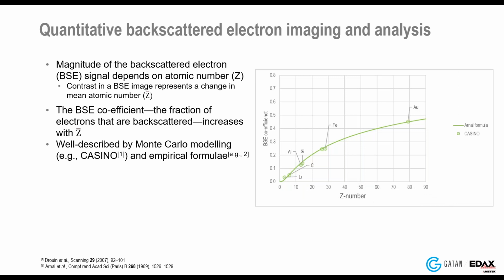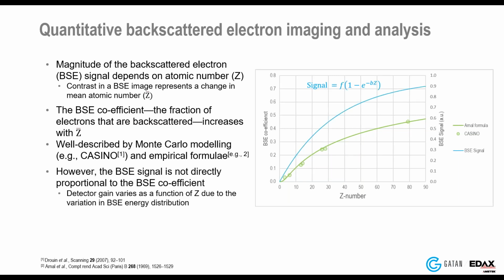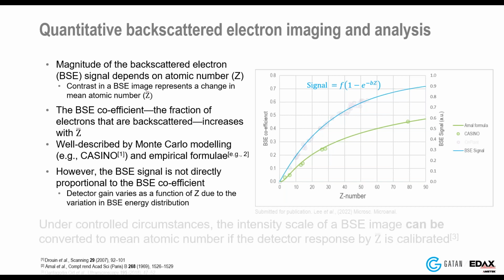Now the backscattered electron coefficient, or the fraction of electrons that are backscattered, is known to increase with atomic number. It's well described by both Monte Carlo modeling, and there are empirical formulae published in the literature for many years now. However, the backscattered electron signal is not directly proportional to the backscattered electron coefficient. There's an additional gain built into the detectors that we use, as the energy of the backscattered electrons also varies as a function of atomic number.